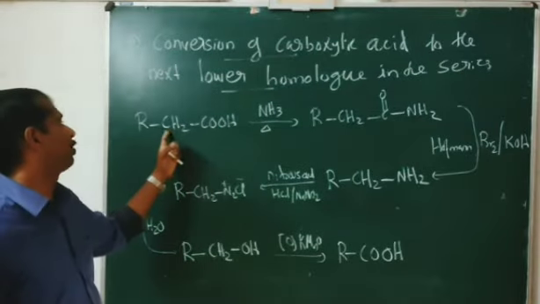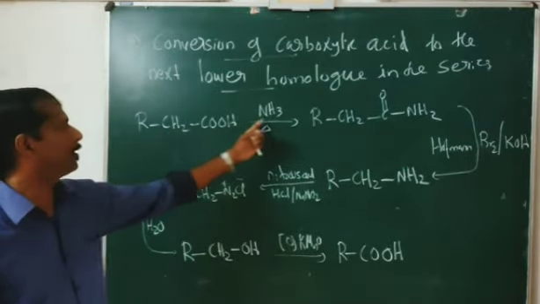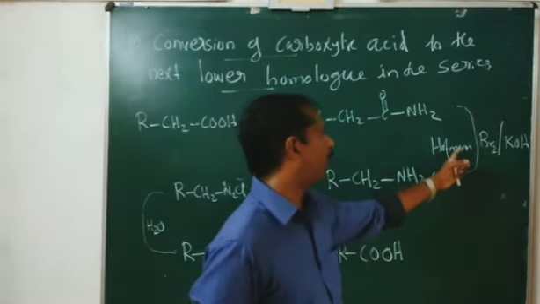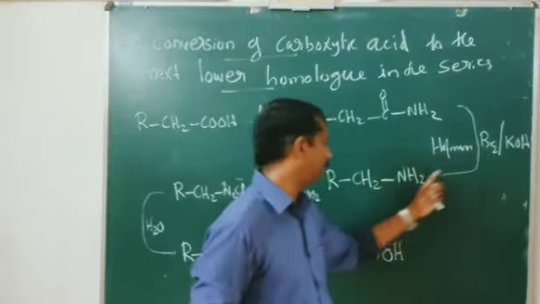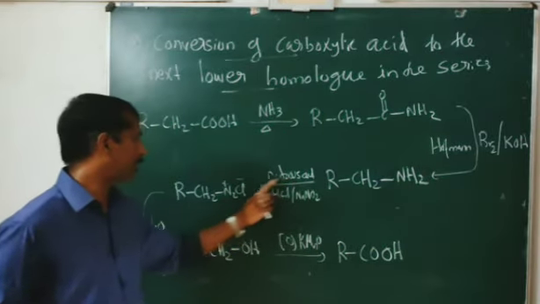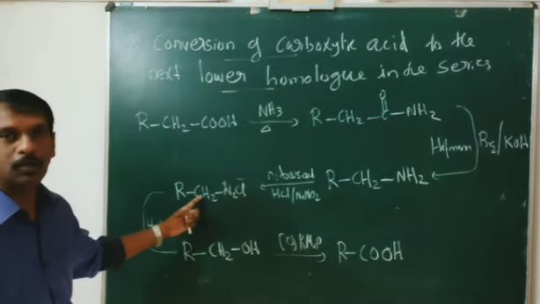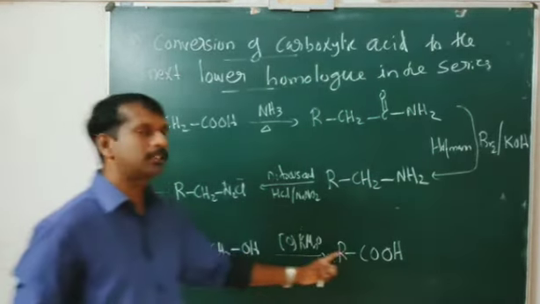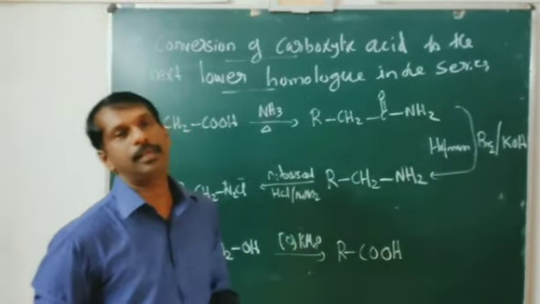Okay, so once again I am repeating. First carboxylic acid is treated with ammonia. We get amide. This amide on Hofmann degradation reaction gives amine, primary amine. On reaction with nitrous acid, we get diazonium salt. Diazonium salt on reaction with water, we get alcohol. Alcohol on oxidation, we get carboxylic acid. Okay.